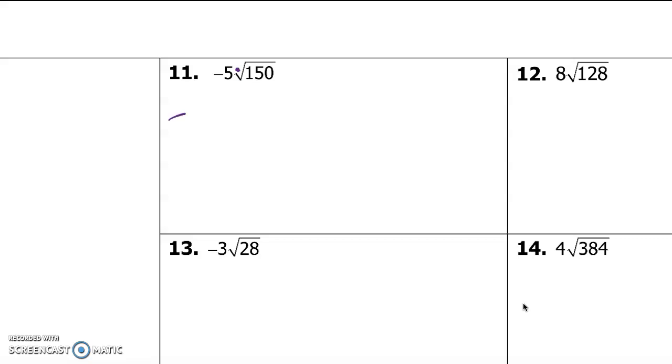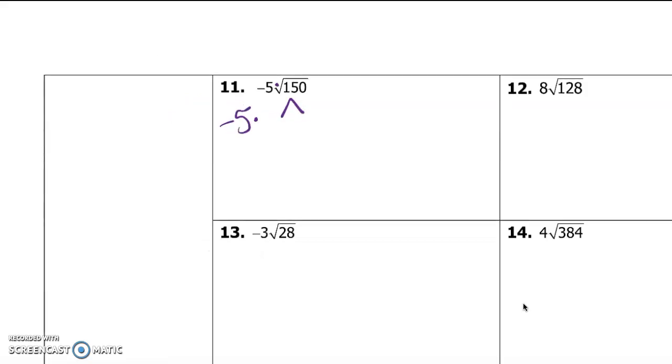So I'm going to bring my -5 down right away so I don't forget it. Then I need to break down 150. So I need to find which perfect square goes into 150. If you're not sure, just start dividing. 150 divided by 64 doesn't work. 150 divided by 36 doesn't work. 150 divided by 25 does work. So that's 25 times 6.